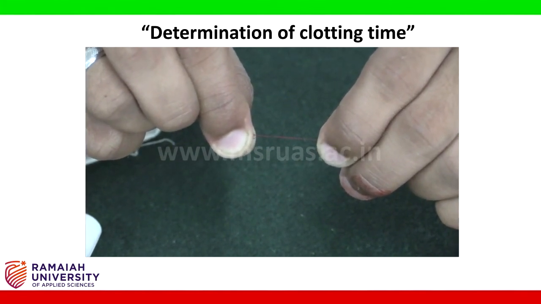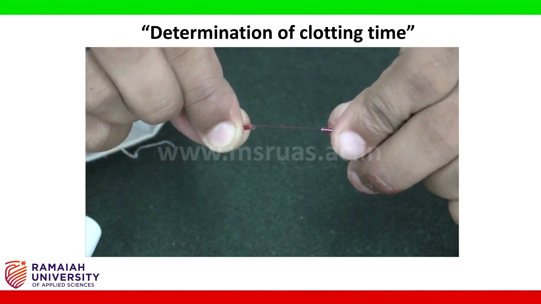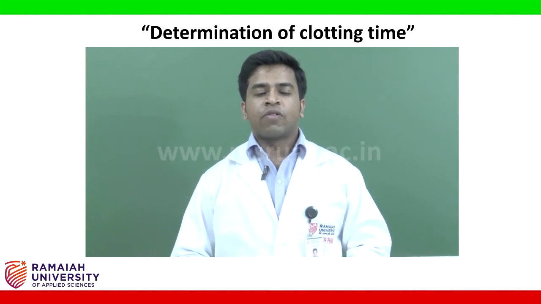At 3 minutes you can see a thin thread-like structure which is getting formed, which is nothing but the fibrin clot. The clotting time of the given blood sample was found to be 3 minutes. This completes the study of clotting time.